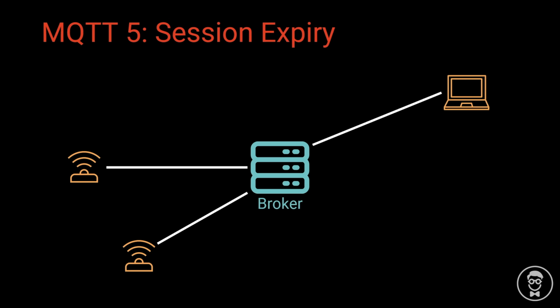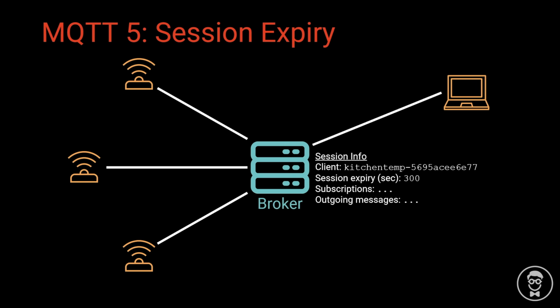Session expiry allows brokers to keep session information about a client for some time if that client drops unexpectedly. This can include information like subscriptions and unacknowledged messages for QoS 1 and 2. It can be useful when clients are connected through unreliable networks and can be expected to disconnect and reconnect periodically.